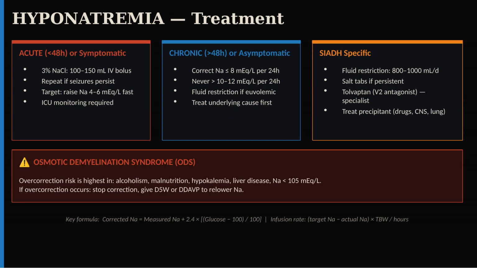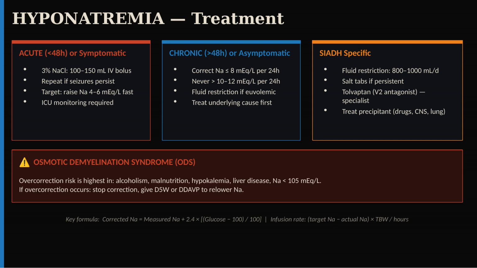And this is where the box has teeth, because the danger here isn't just the low sodium, it's how fast you fix it. Split your patient into two worlds. Acute, meaning under 48 hours, or symptomatic with seizures or coma. That patient needs 3% hypertonic saline, 100 to 150 milliliters as a bolus, repeated if seizures continue, aiming to raise sodium just 4 to 6 points fast. That small bump is enough to pull water out of swelling brain cells. This patient lives in the ICU.